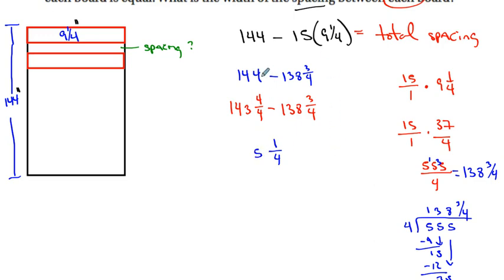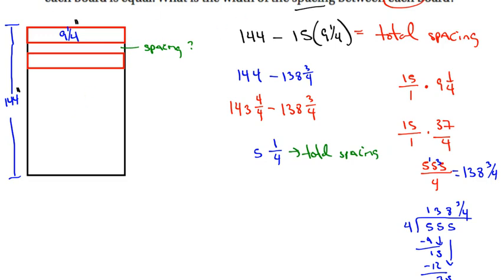Right? Or you could look at it as if you take 138 from 144, you get 6, but then you also have to take away another 3/4, so you'll be left with 5 and 1/4. So this is my total spacing. Now it wants to know each spacing.